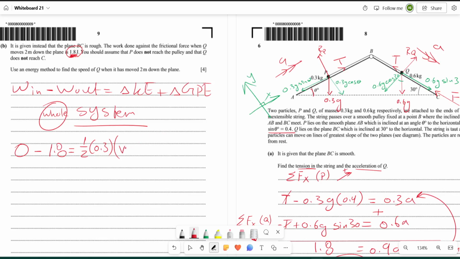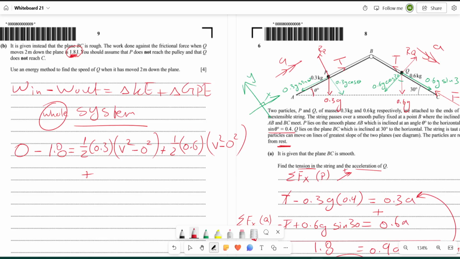So it's going to be V squared of P, which is the final speed of P, minus the initial speed of P, which was 0 squared. That is the change in kinetic energy for P, because the system starts from rest. Then we need to add the change in kinetic energy of Q, which is half times the mass of Q, which is 0.6, times the final speed of Q, which is the same speed as P because it's an inextensible string, minus the initial speed of Q. It also started from rest, so minus 0 squared. And all of that is plus the change in gravitational potential energy for both.